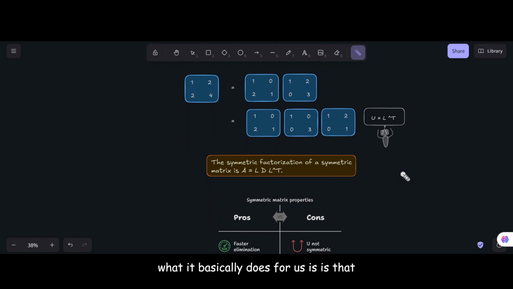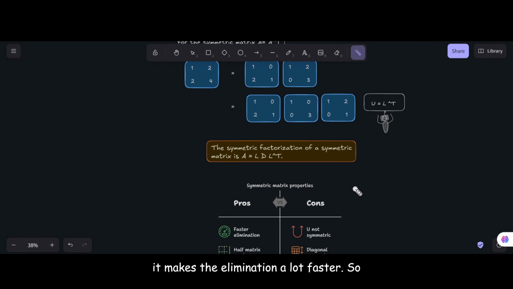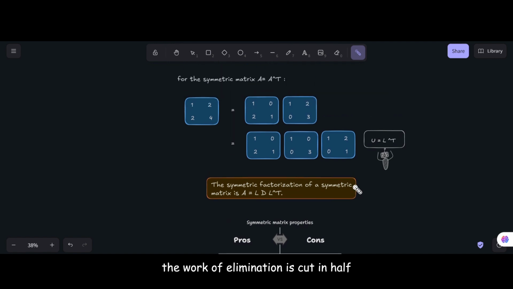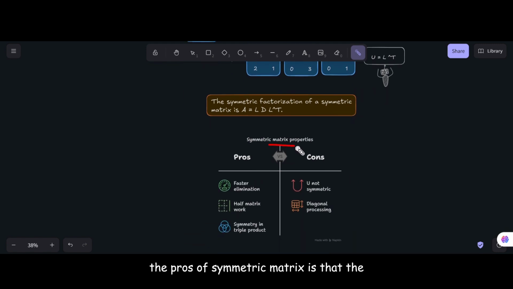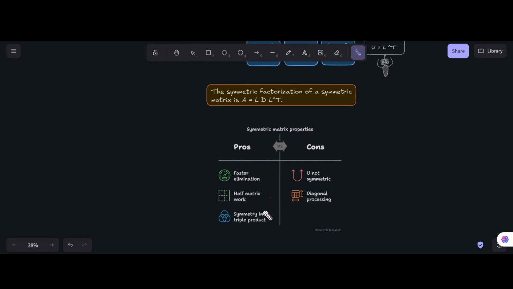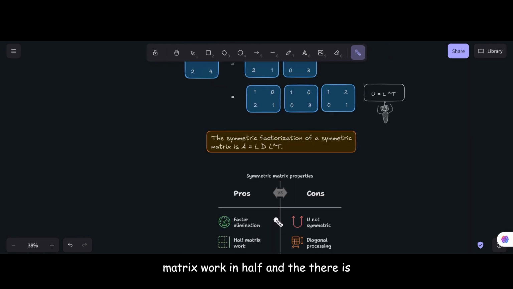What it does for us is that it makes elimination a lot faster. The work of elimination is cut in half, and that is why this factorization is preferred. So what are the pros of symmetric matrices? The elimination is faster, the work is cut in half, and there is symmetry in the triple product.